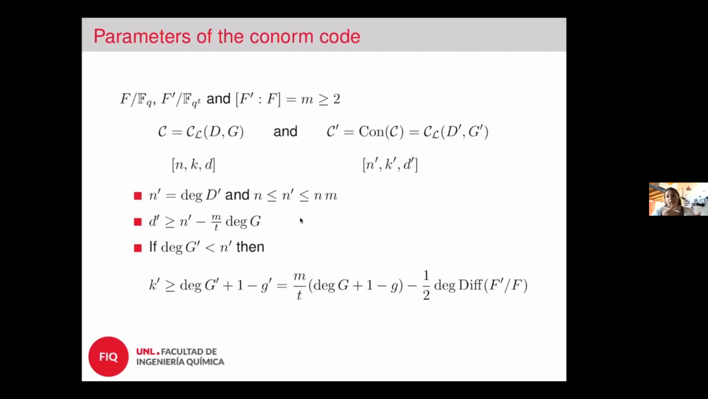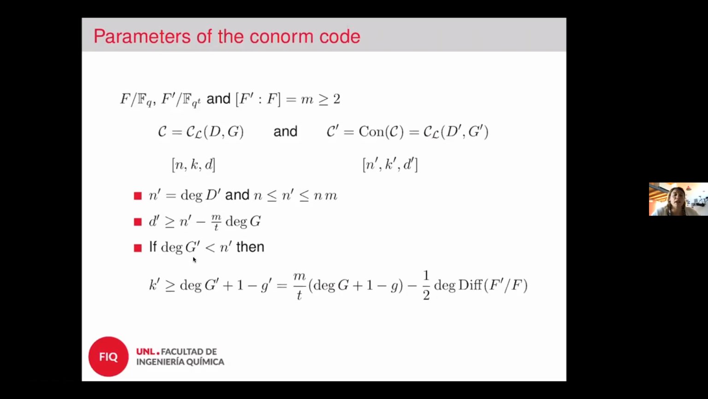And of course, the length of this new code is the amount of places that I have there in the extension, and it's bounded between n and n times m, where m is the degree of the extension F prime over F. If all the places in D are totally ramified, then n prime is going to be n. And if all the places in D split completely in F prime, then we are going to have n prime equal to n times m. The minimum distance is bounded by this quantity. This is just the degree of G prime.